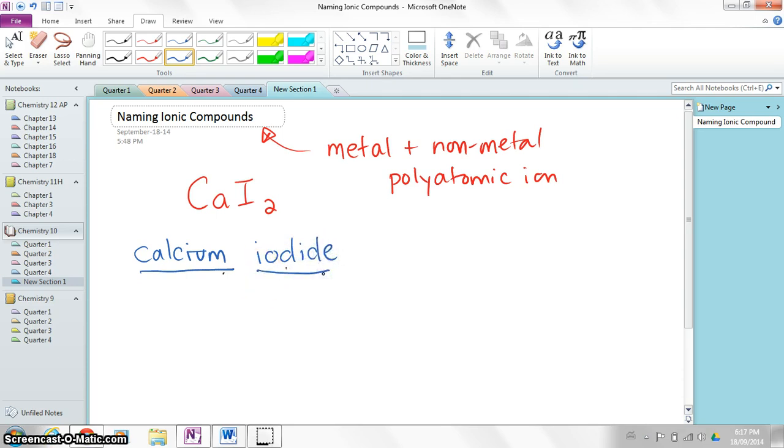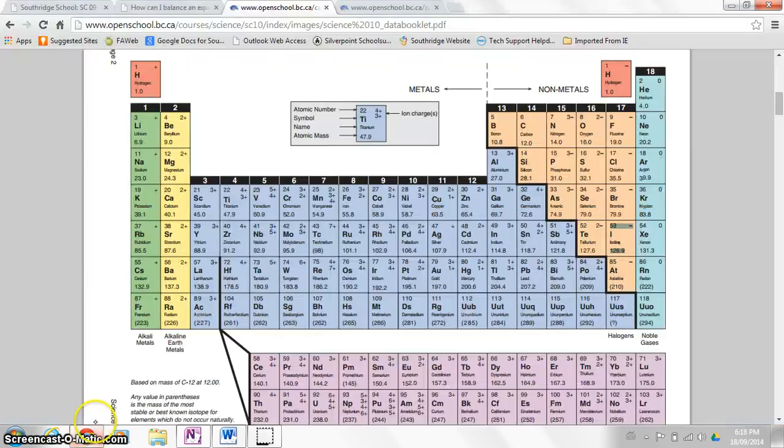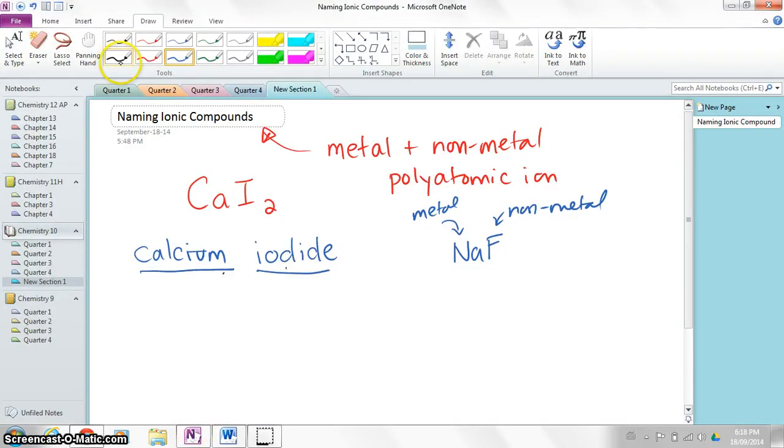Let's try another one like NaF. Okay, so we've got our metal and we have our non-metal. If you look on your periodic table, you will see that the table tells you where the metals are, on the left side of the staircase here, and the non-metals are on the right. So here we have Na. Na is sodium. F is fluorine, but we take off the ending and we say fluoride.